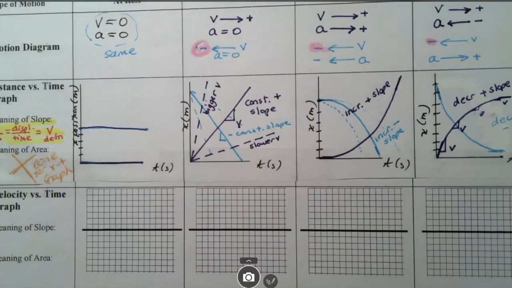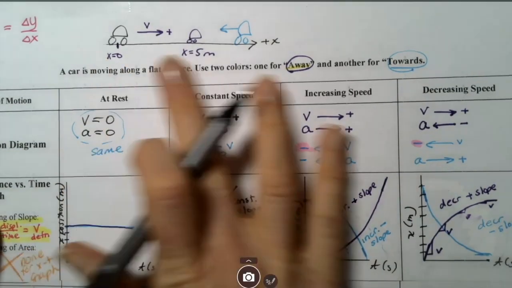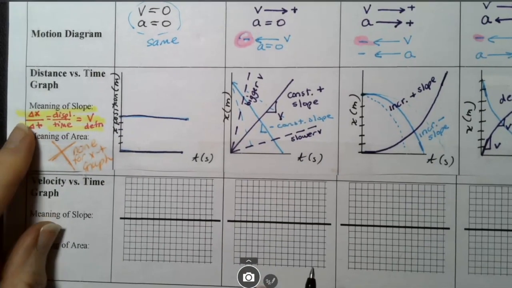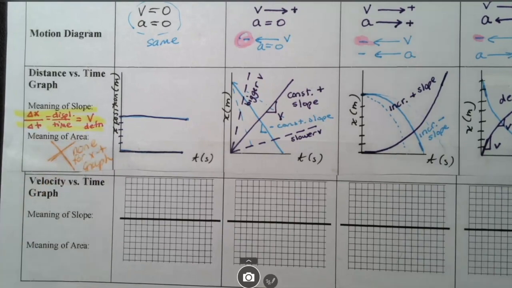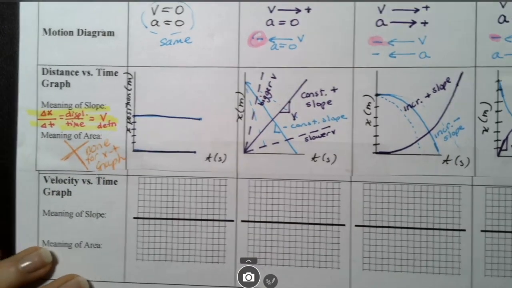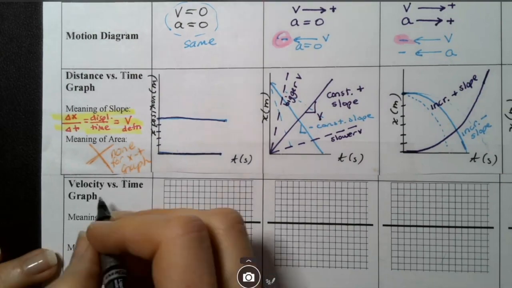In this video, we're going to talk about velocity versus time graphs. Last time we were working on the distance versus time graphs, and we drew out the position versus time graphs for all four types of motion moving along the x-axis. And we identified that the slope of the position versus time graph is velocity. We're going to go through that for a velocity versus time graph.